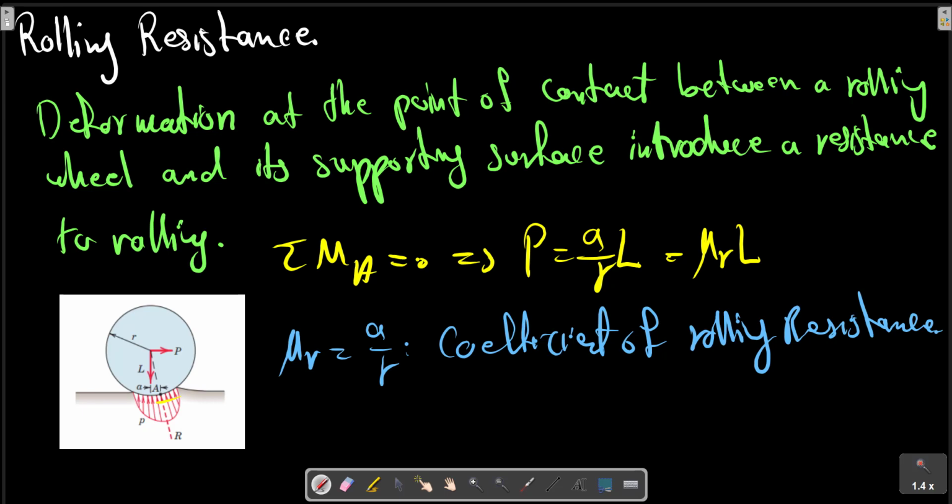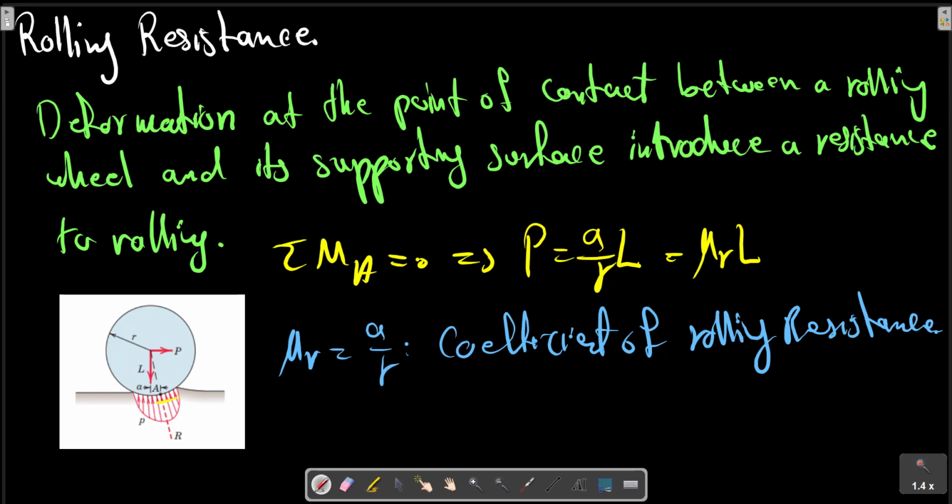Because the dimension a depends on many factors which are difficult to quantify, a comprehensive theory of rolling resistance is not available. The distance a is a function of the elastic and plastic properties of the mating materials, the radius of the wheel, the speed of travel, and the roughness of the surfaces.